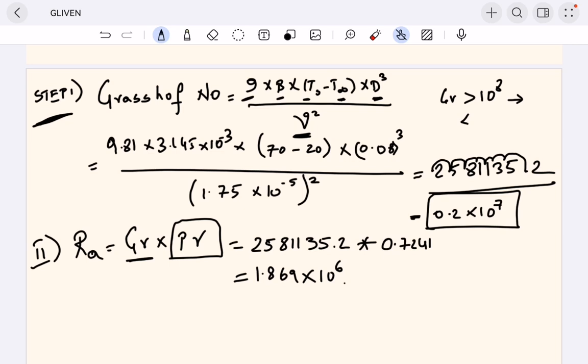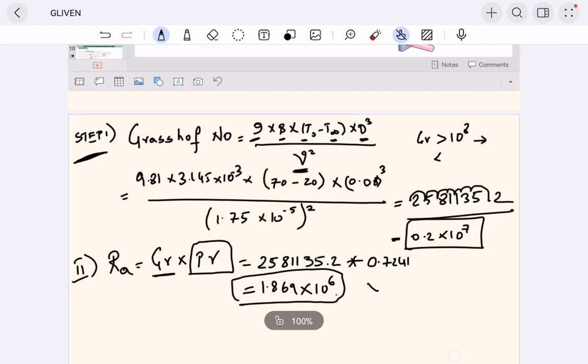Nowhere it is mentioned that it is vertical. So we are going to use this Nusselt number, which is on page number 5, because our Rayleigh number lies between 10 power 4 to 10 power 7. We have it in the order of 10 power 6, so we are very much safe, and we can use this Nusselt number, which is for the horizontal cylinder.